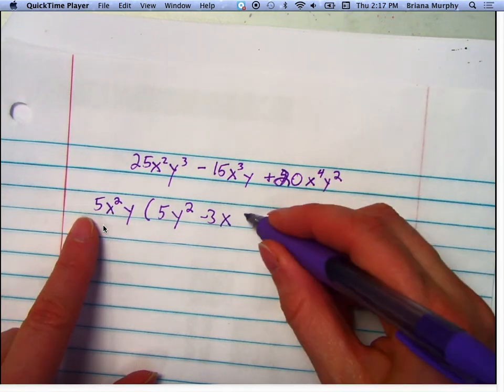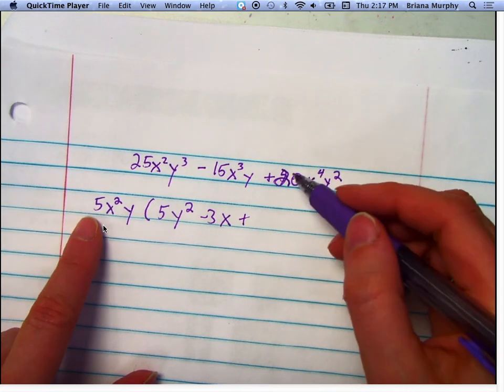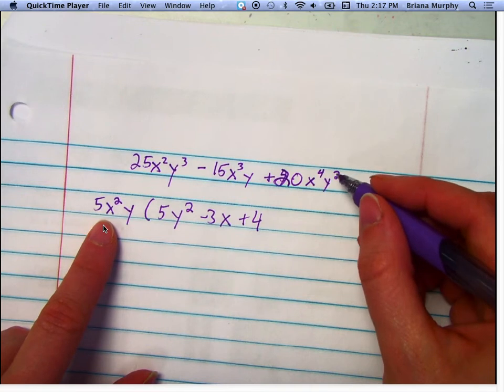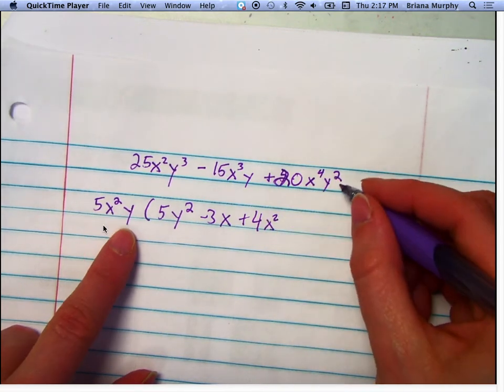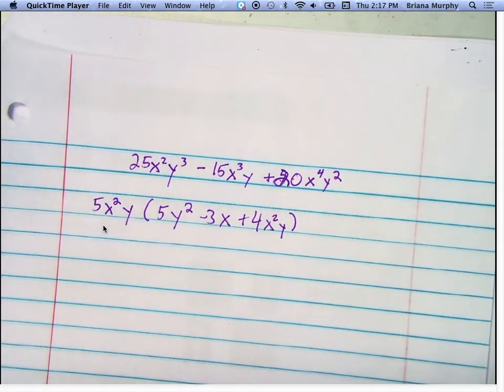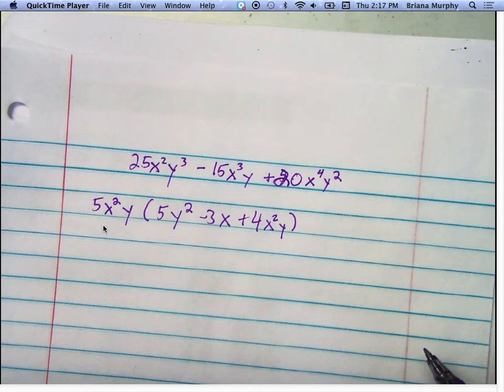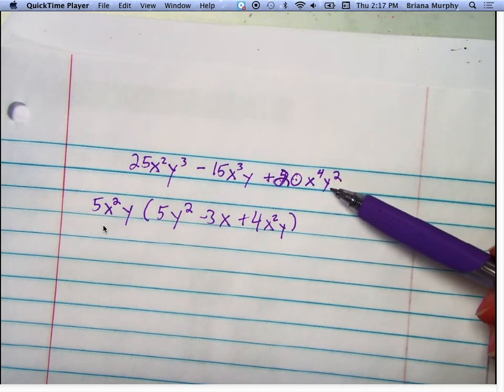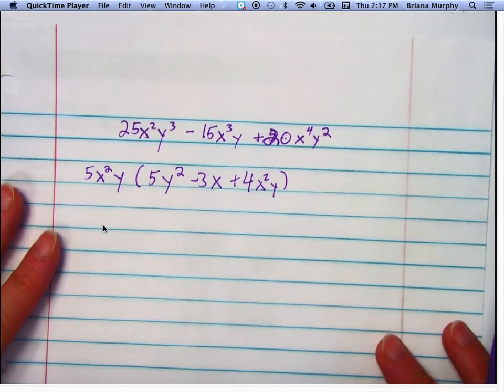Okay. Plus, because there's a plus, right? 5 times what gives me 20? X squared times what gives me x to the fourth? Y times what gives me y squared? Good? You could just subtract it, right, if you wanted to. Like x to the fourth minus x squared on the bottom equals 4x squared. You can't subtract the numbers, but you can subtract the exponents. Yeah, the exponents, not the numbers. The exponents you can totally do.